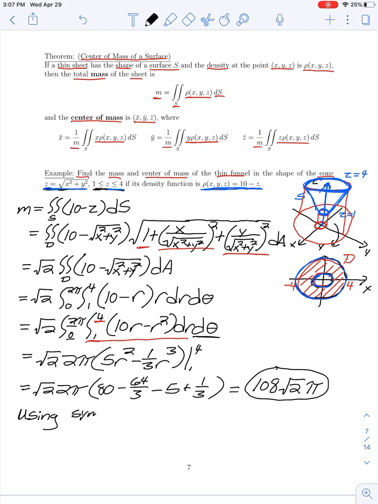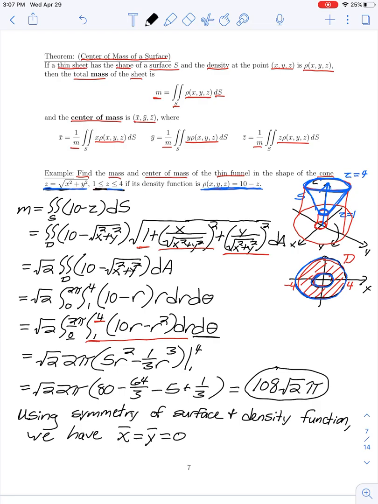So using symmetry of the surface and the density function, we have 2 of our coordinates, namely x bar and y bar, equal to 0. Whatever the center of mass of that funnel is, it's going to be within the interior of that funnel and symmetric about the z-axis. So it will be some point on the z-axis itself.